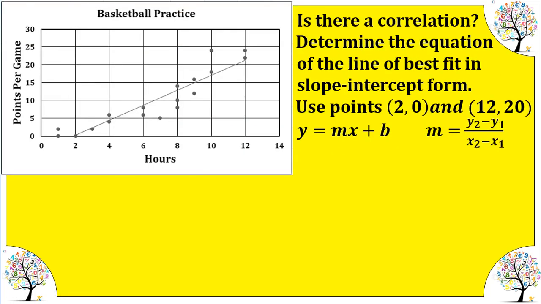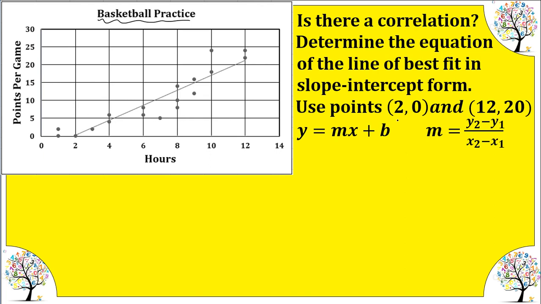Okay, let's take a look at one more. This graph is titled basketball practice. You can see that as the hours of practice goes up, the points per game also goes up. So we do have a correlation. The scatter plot is showing a positive correlation. And again, we're going to find the linear model of the line of best fit.